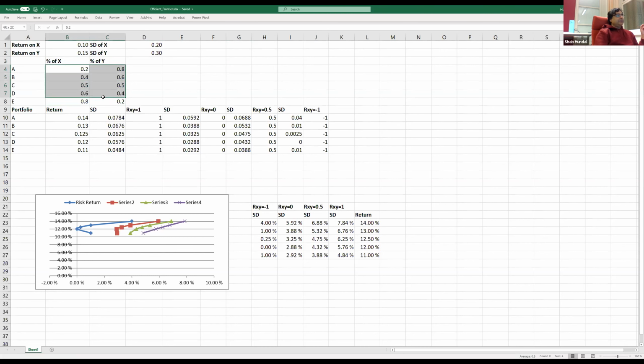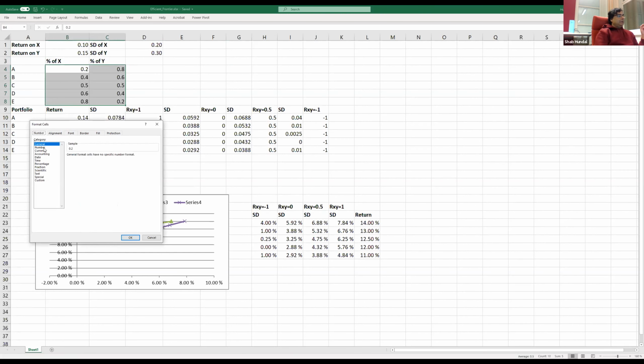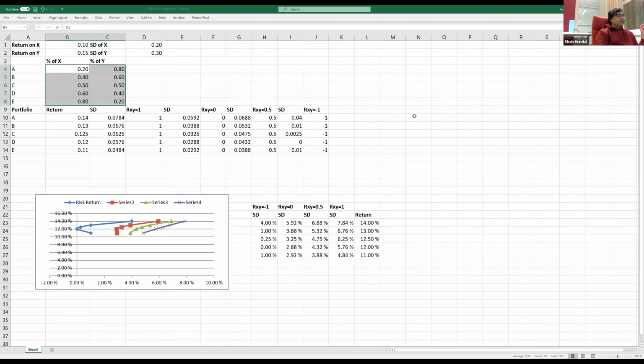Actually, I should make the numbers to 2 decimal places. Yeah, this looks nice actually. So you have a choice. When you pick up a combination, you invest 20% in X and 80% in Y.